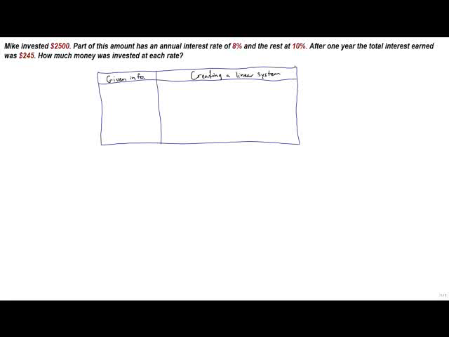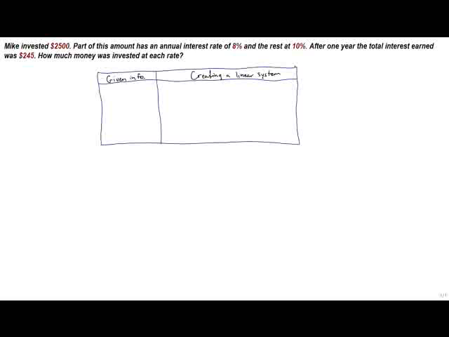Here we're going to solve a money problem using a linear system. And our problem is Mike invested $2,500 and part of this amount was at an annual interest rate of 8% while the other part of his total money was invested at 10%. Now after 1 year, the total interest he earned was $245. So what we're going to try and figure out is how much money was invested in each rate.